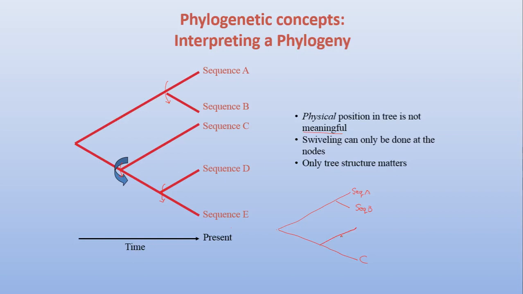Okay, and again you would have sequence D and E. So this tree is perfectly analogous to this tree. That is what I want to demonstrate over here: the physical position of the sequences or the species will not really matter. It is only the structure of the tree that matters. How these sequences are related to each other is what needs to be properly understood from such a tree.